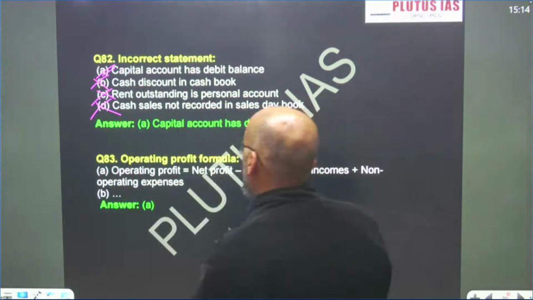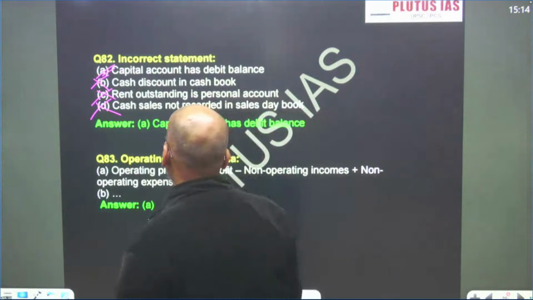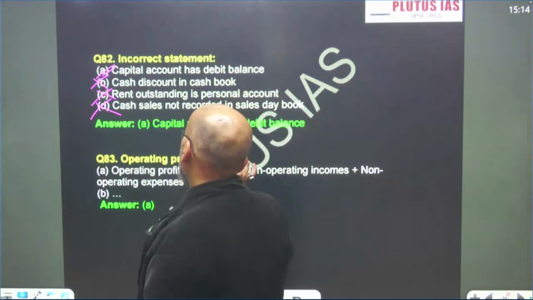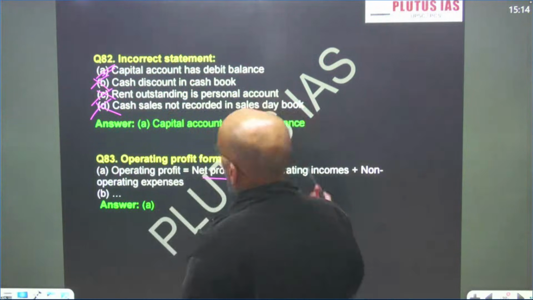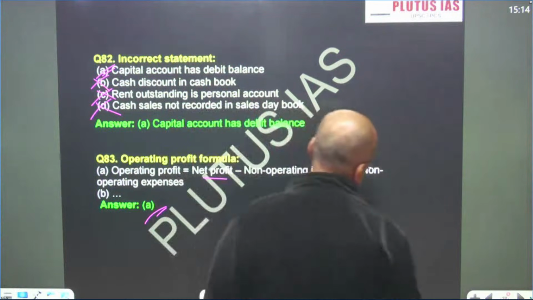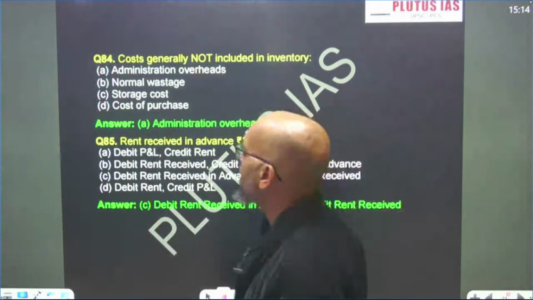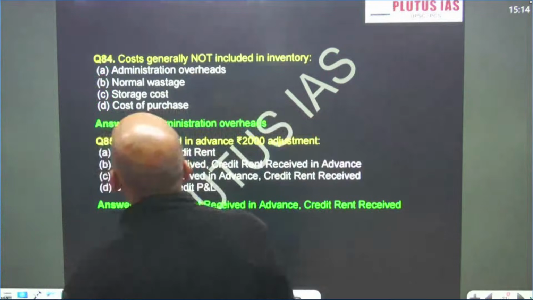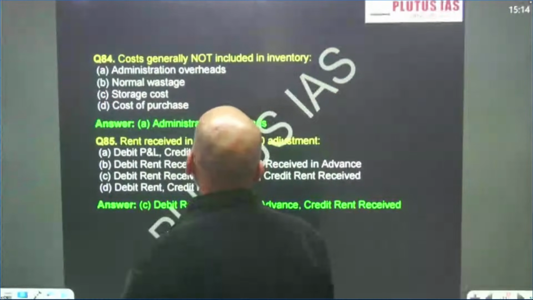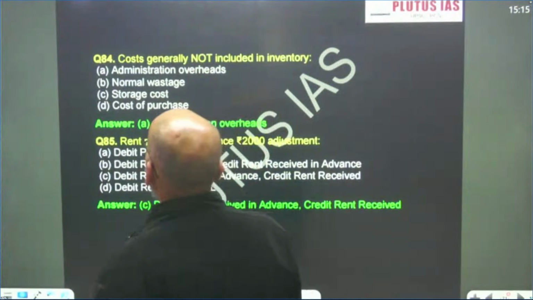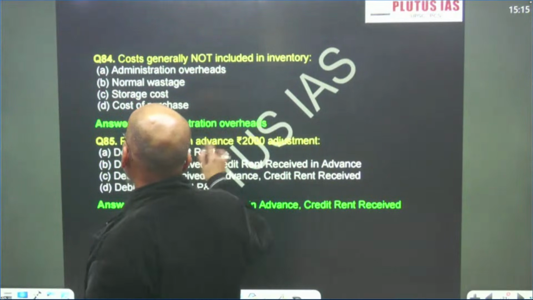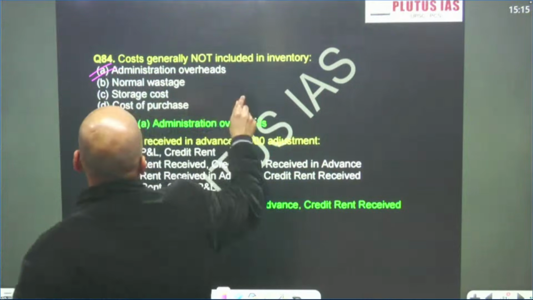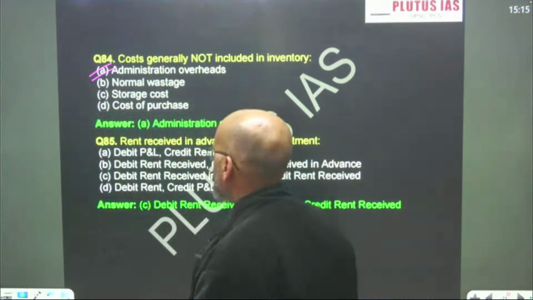Fine. 83. Operating profit formula: the options are given, and net profit minus non-operating incomes plus operating expense is the correct option. This is the formula. Okay. Question 84. Cost generally not included in inventory: administrative overheads, normal wastage, shortage cost, or cost of purchase. Guys, administrative overheads are not included.